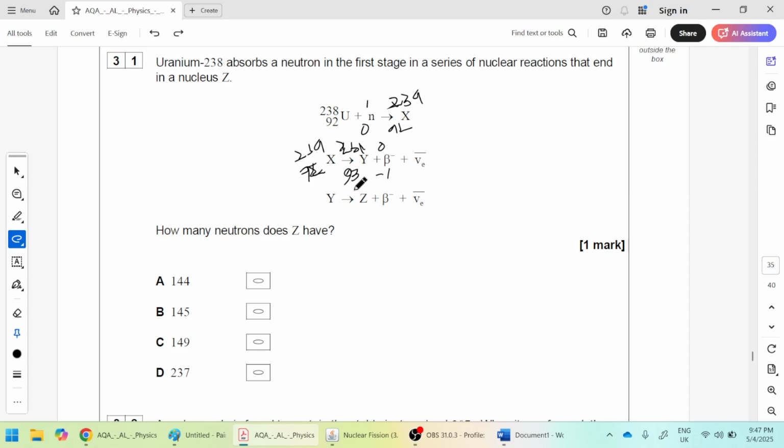I've erased that, but it was 239, 94. Wait, 239 turned into, yeah, it was 239 change. This is also 239. Yeah, it was 239, 94. 239 minus 94, 145 should be the answer. Let me just double check it. 31B, yes.